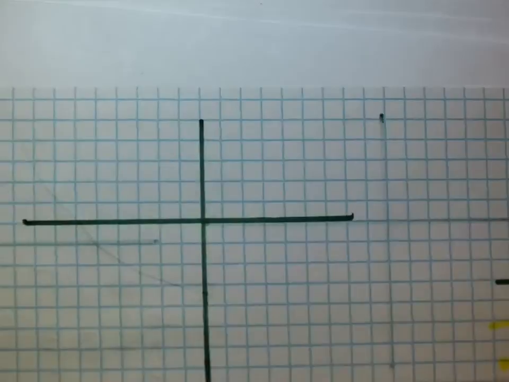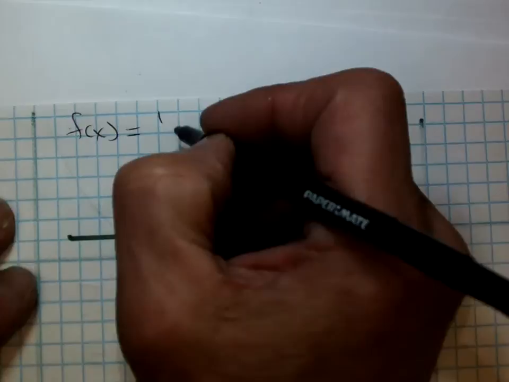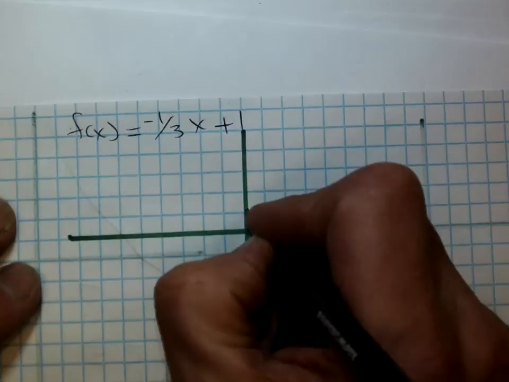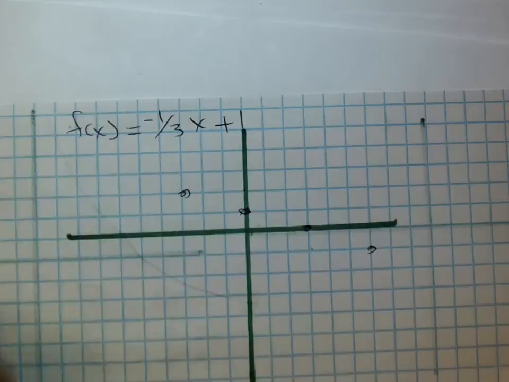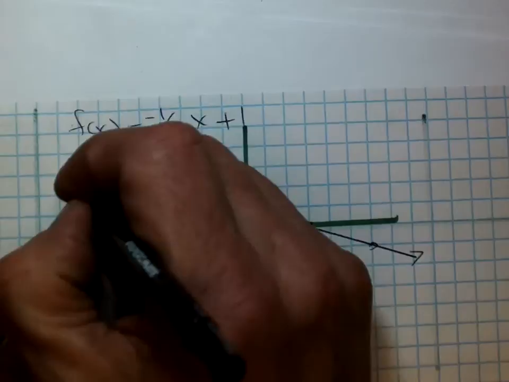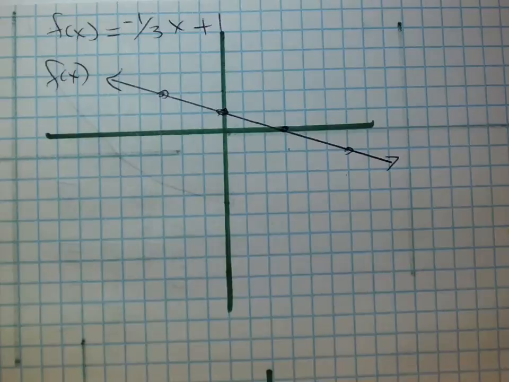I've got y, or f of x, equals negative 1 third x plus 1. Start at 1 on the y-axis, down 1 over 3, down 1 over 3, up 1, back 3. So here's our original function, f of x. We know the inverse, like Cooper said. For me, it's real easy to take my two intercepts. Cooper showed you a really good way. He said switch the points. I'm going to switch the intercepts, which is the same thing.